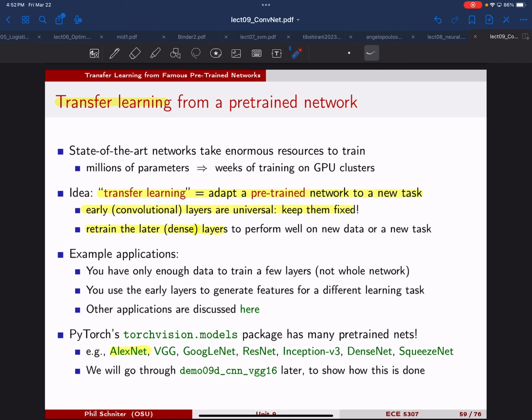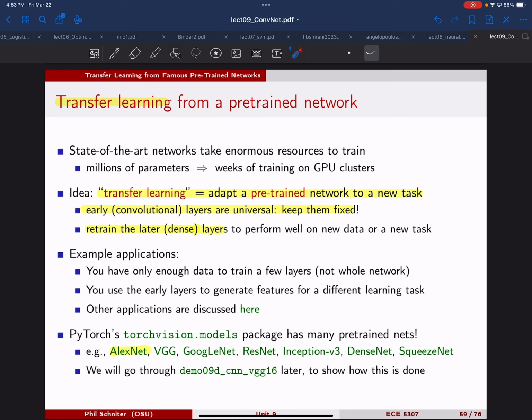Okay, so the other nice thing is in PyTorch, the torchvision models package actually gives you all the weights for these famous pre-trained networks. So you can download AlexNet, you can download all the weights, you can use it, you can retrain the last few layers on your training images, you can do all that.